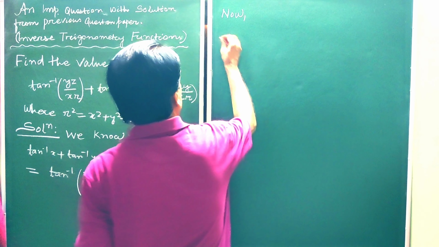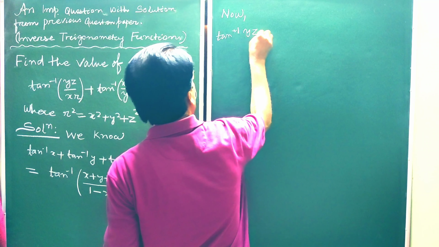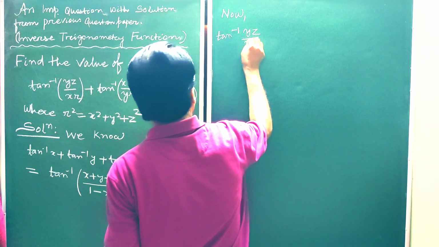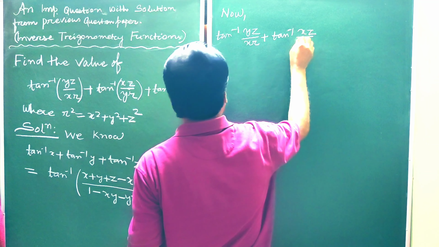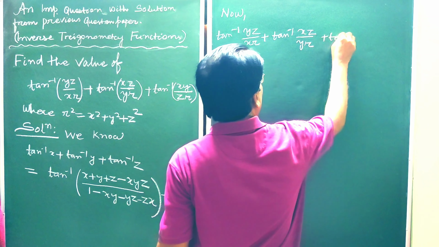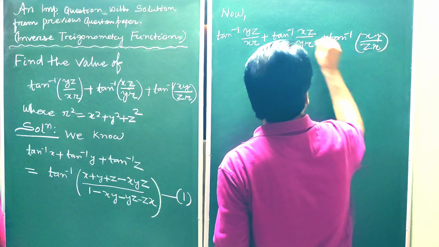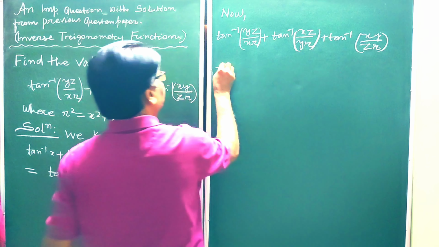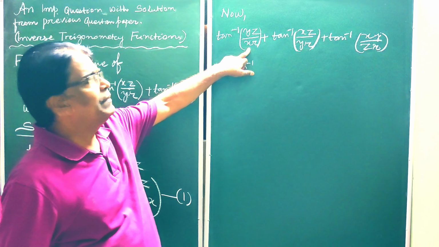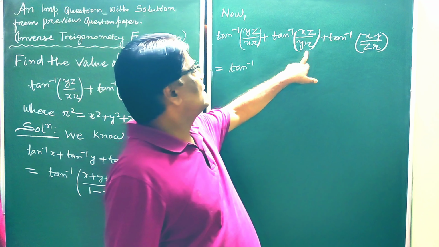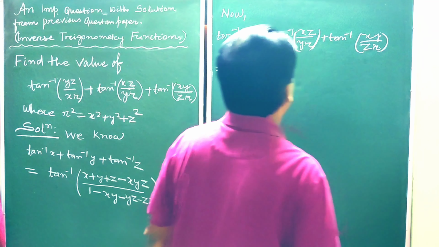Now, tan inverse yz by xr plus tan inverse xz by yr plus tan inverse xy by zr. So this is equal to tan inverse. Here in place of x we are having yz by xr. In place of y we are having here xz by yr. In place of z we are having xy by zr.